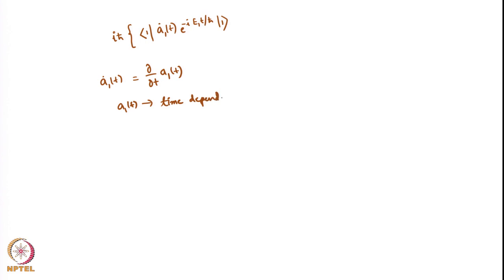Now, if you look at the left hand side, what we have is i h bar integral psi 1 star a1 dot t e to the power of minus i E1 t by h bar psi 1. I will come to the second term a little bit later. First, let us look at this term. What is a1 dot t? a1 dot t is nothing but d by dt of a1 of t. What is a1 of t? It is time dependent. Nonetheless, even if it is time dependent, it is a constant. It is going to change, but it is still a constant.